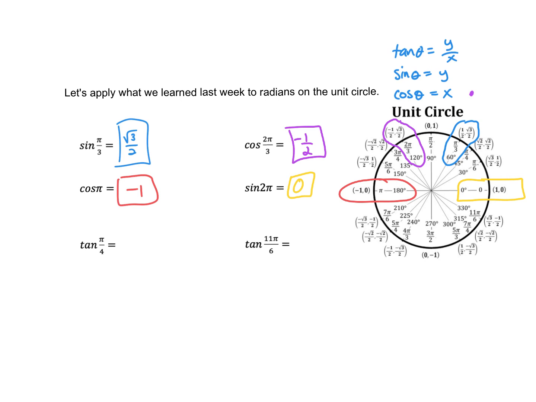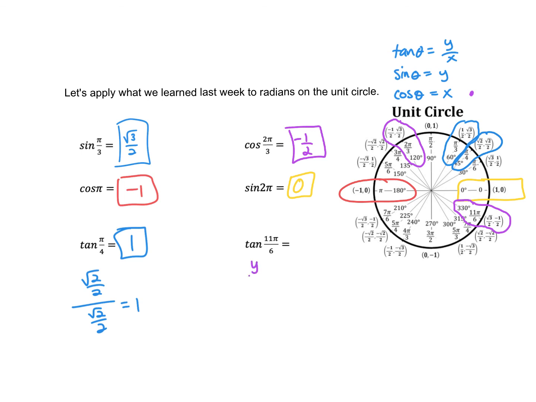Okay, and then into the slightly more challenging ones, tangent of pi over 4. So here's pi over 4. That is 45 degrees. So tangent is root 2 over 2 divided by root 2 over 2, which is just 1. And then lastly, tangent of 11 pi over 6. So it's going to be this one I'm putting in purple.